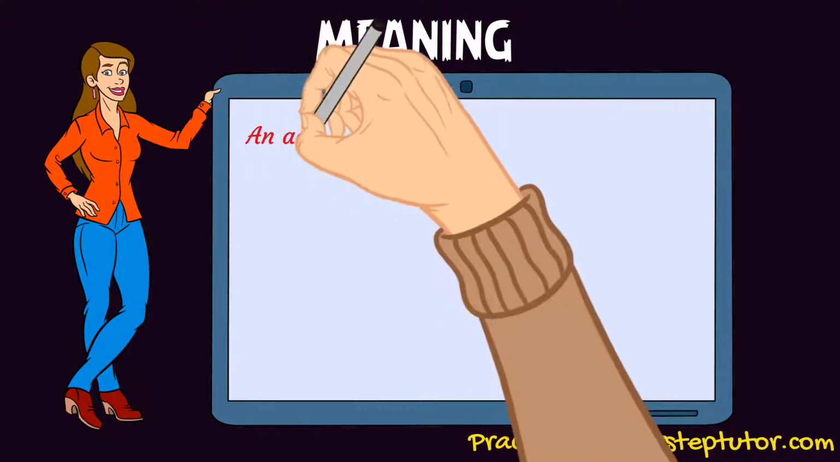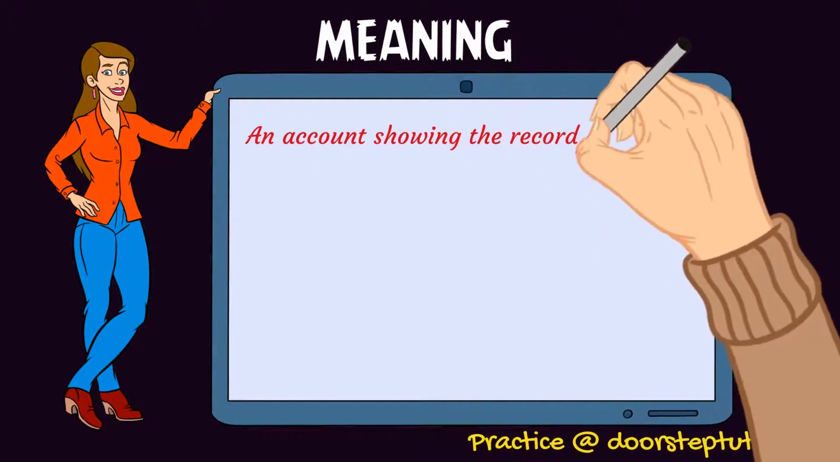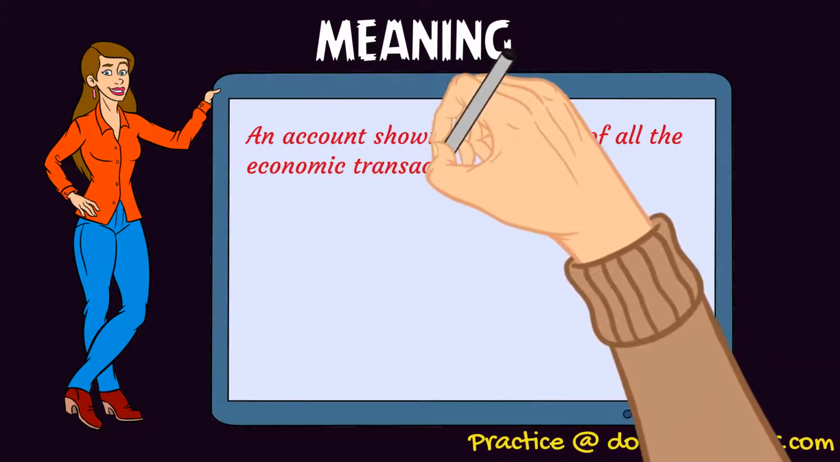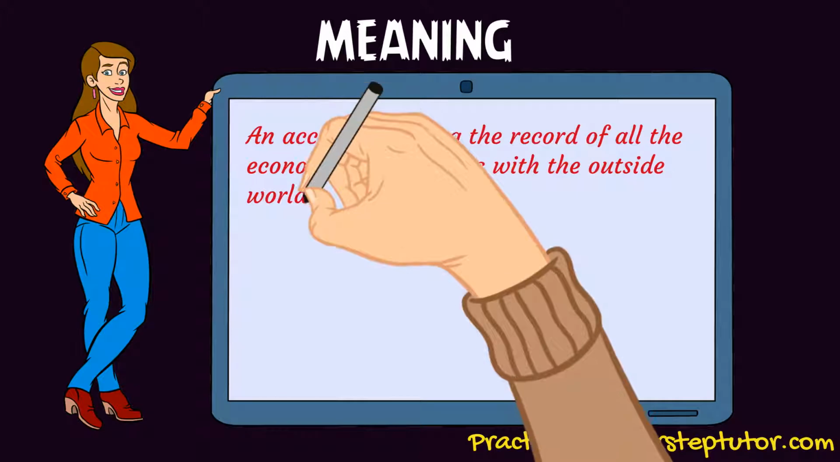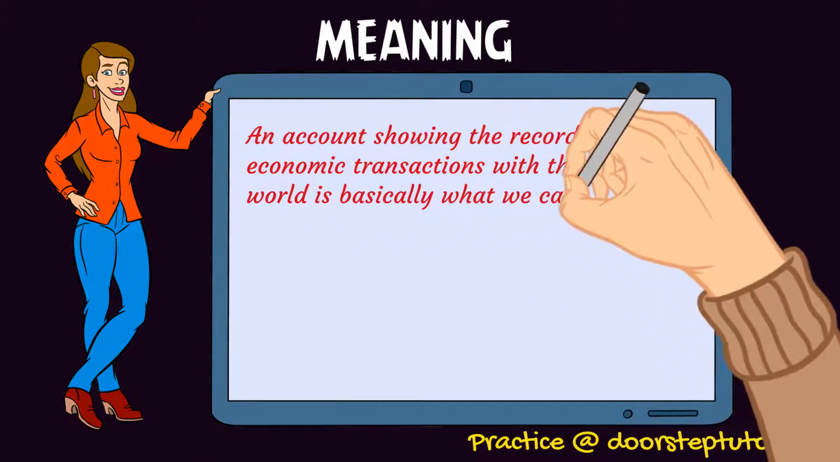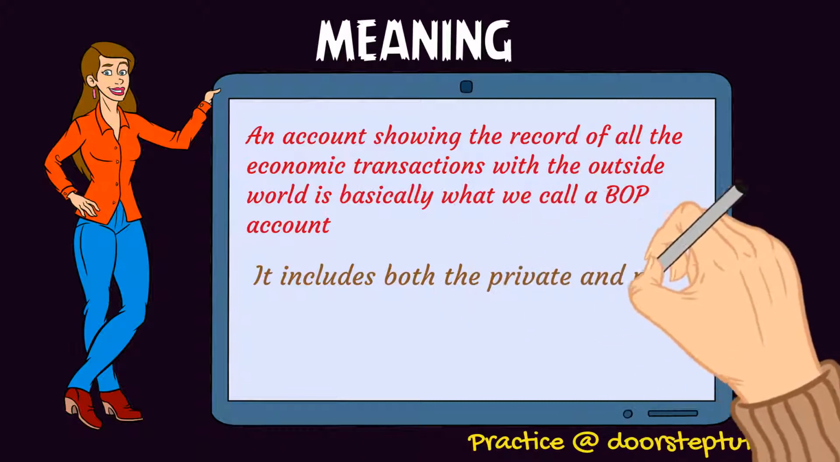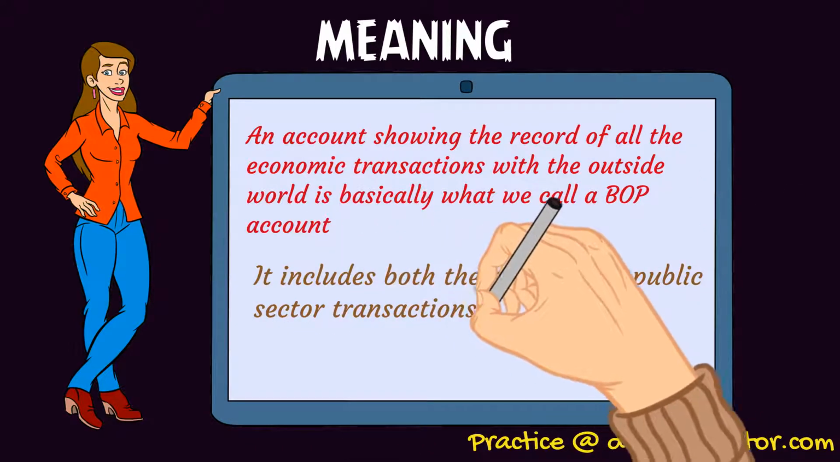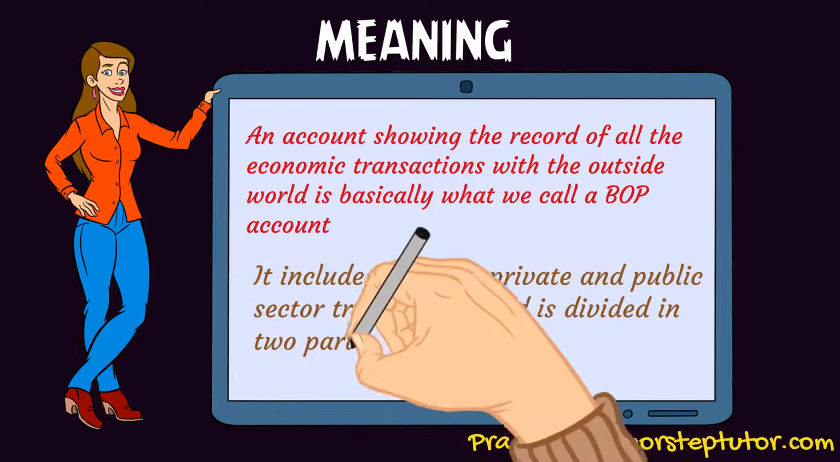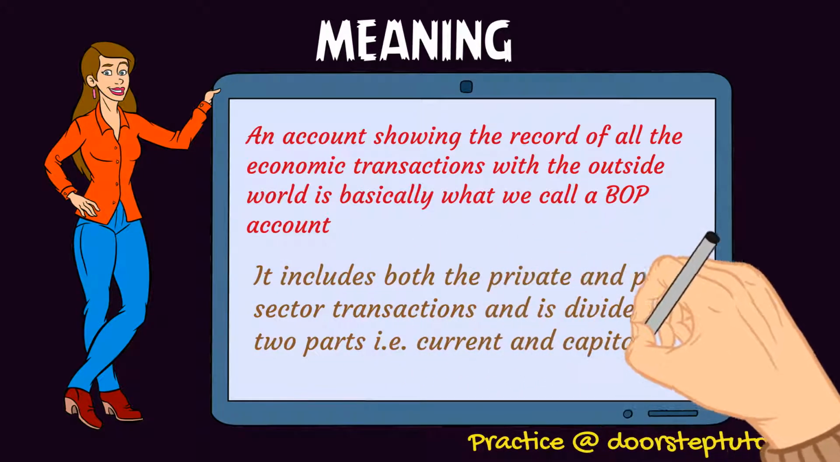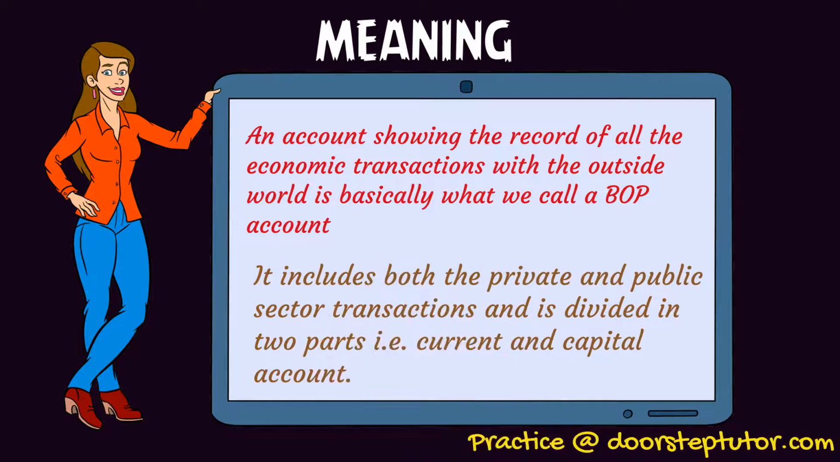See, it is a normal account which is showing all the economic transactions that are happening with the outside world, okay? So it includes both the private and public sectors, okay? And further, the account is divided into two parts, current and capital account.